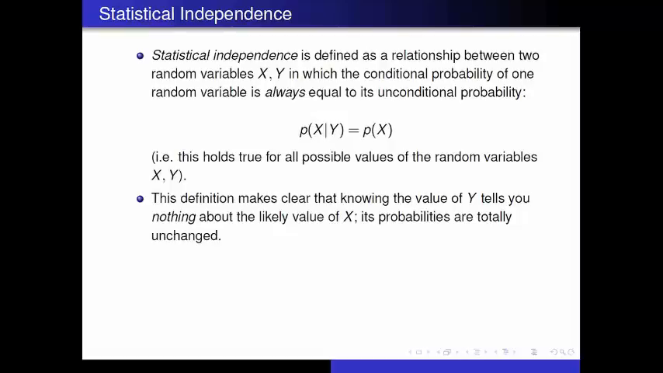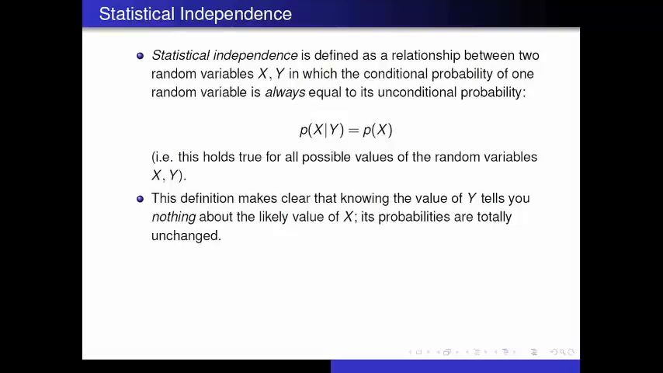If it is always the case for some pair of variables x and y that the conditional probability of x given y is just equal to the unconditional probability of x, we say that x is statistically independent of y. Intuitively, knowing the value of y tells us nothing about x. The probabilities are unchanged. Knowing anything about y has no effect on our probability estimates for x.